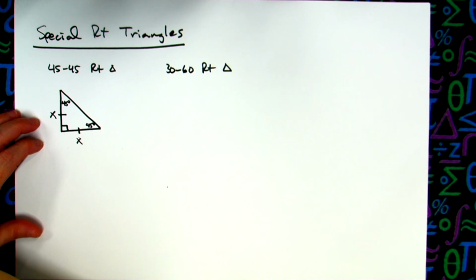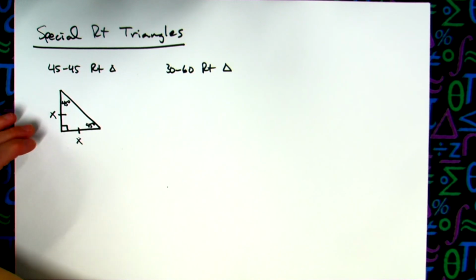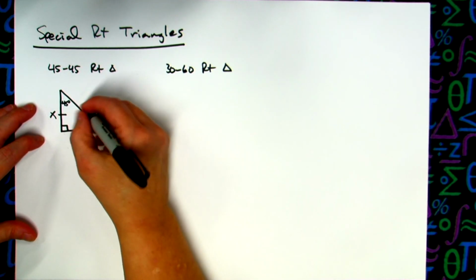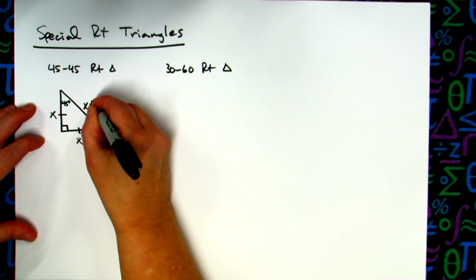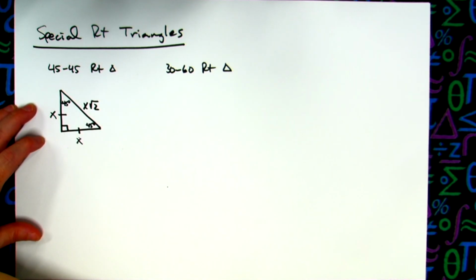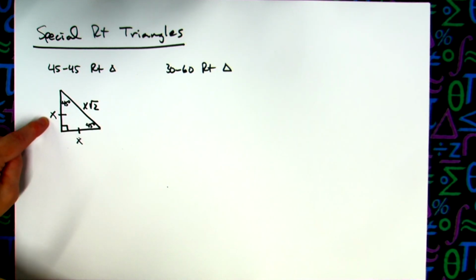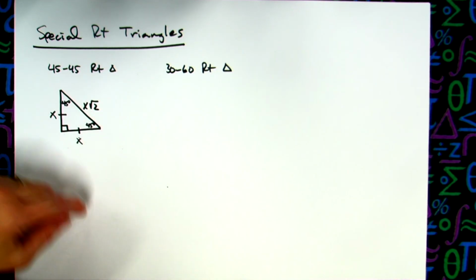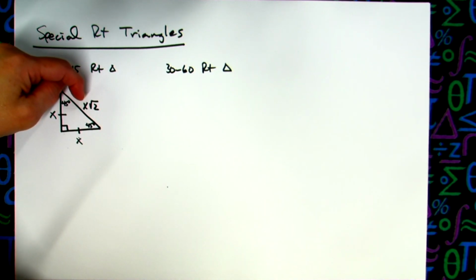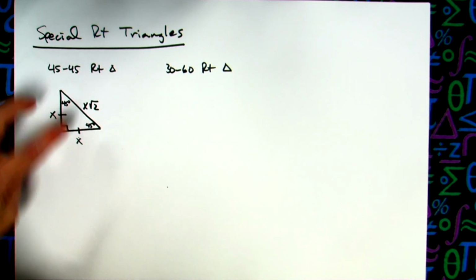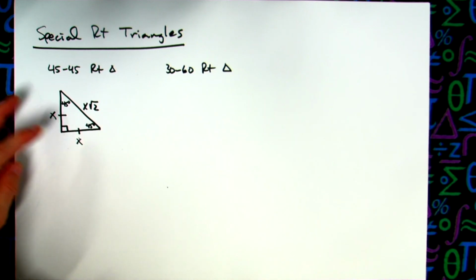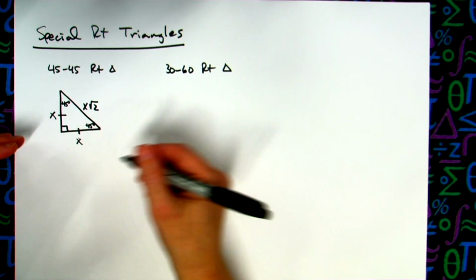All right, and then for the formula that would be helpful if you memorized, in a 45-45 right triangle, the hypotenuse is x square root of 2. So if I know this side is 6, then this side is 6, and this is 6 square root of 2. If they give me the hypotenuse and they tell me it's 9 square root of 2, then the two legs have to be 9. Okay, so it works out really nice that way.